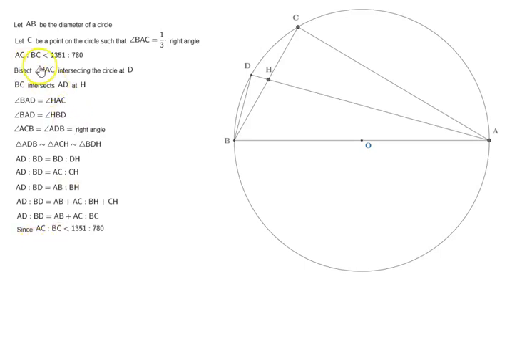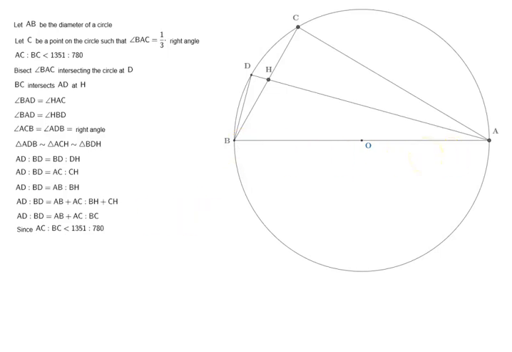Now, since AC is to BC is less than 1351 is to 780, AC is 1351, BC is 780. It is in this ratio. Now, if you divide 1351 by 780, you get root 3 is to 1. That means AC is root 3, BC is 1. And using Pythagoras, we know that then AB will become 2.